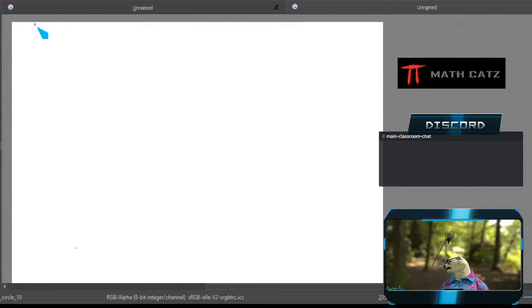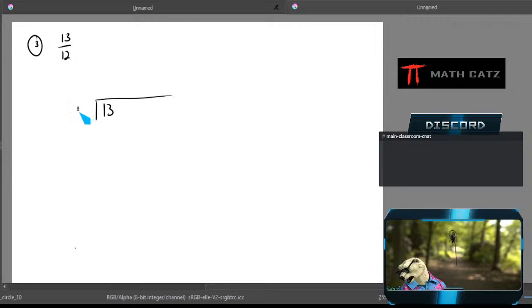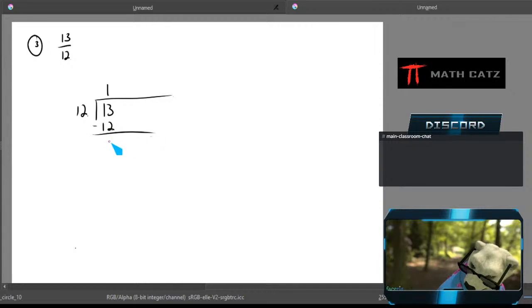Let's just do one more. This is number 3. 13 over 12. Now let's suppose we want to leave it like this, instead of converting it to a mixed number first. Maybe you don't even want to bother with that. It really doesn't matter what form the original fraction is in. I'm still going to have to divide by 12. 12 goes into 13 once. 1 times 12 is 12. Take it away, I have 1 left.